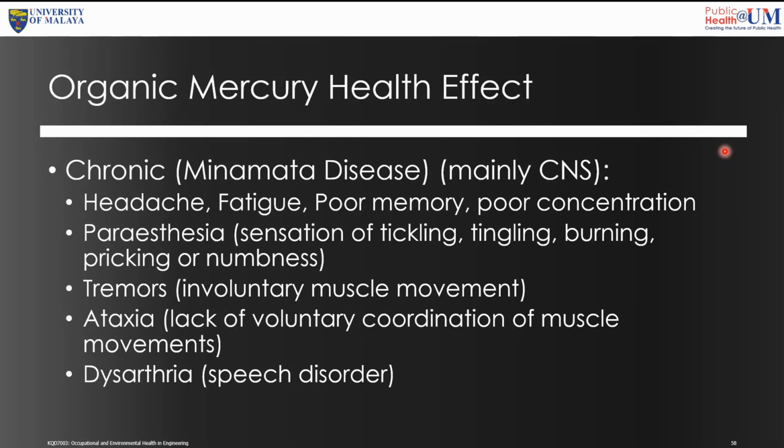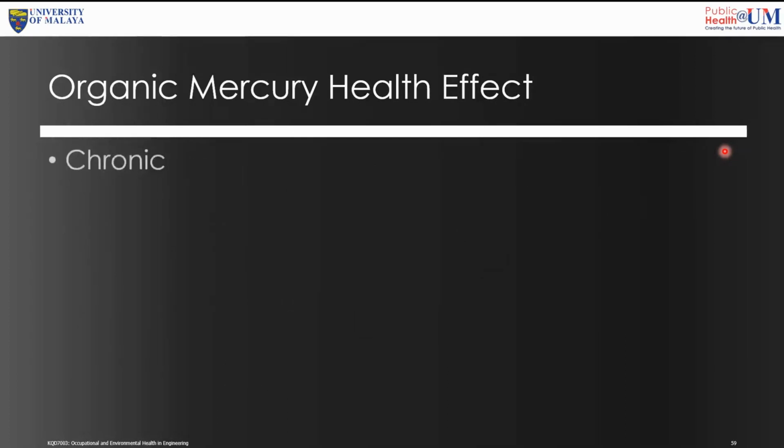So you got headache, fatigue, poor memory, poor concentration, paresthesia, tremors, ataxia, and dysarthria. If you look at it, basically all these things affect both your central nervous system and your peripheral nervous system, and it affects the development of your brain. Also, it affects the volume of your brain.